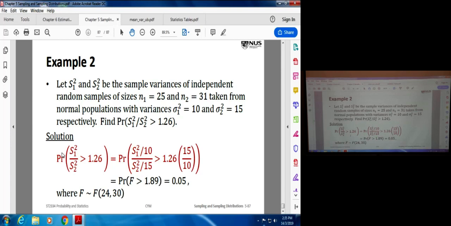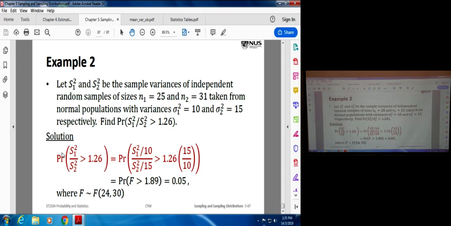Okay, so let's look at a second example related to the F distribution. We let S1 squared and S2 squared be the sample variances of independent random samples of size N1 and N2, and they're Gaussian. So basically we have two IID samples. Sample 1 is IID Gaussian random variables with some mean which we don't specify and variance 10, and the second, independent sample is a collection of IID random variables of size N2 with variance 15. We're asked to find the probability that the ratio of these sample variances, S1 squared over S2 squared, is bigger than 1.26.